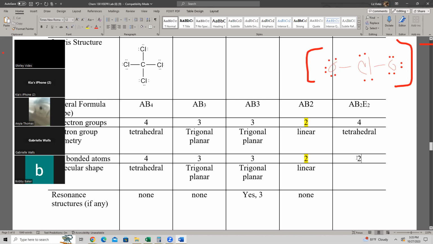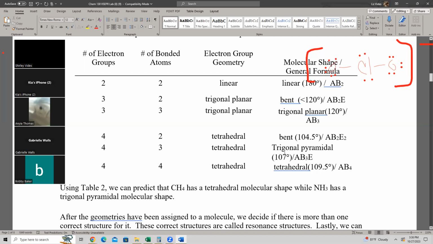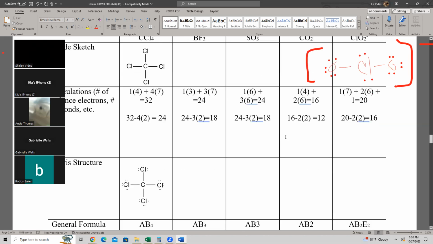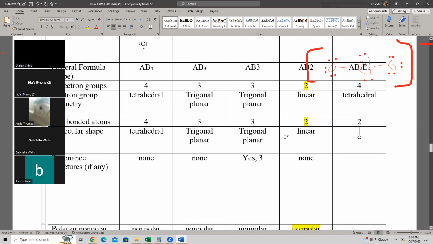Now we need to go check what this shape would be. It's not linear. What is it called? Let's go look. Based on what we know, it's an AB2E2. So we got 4 and 2. We're looking for our table. 4 are electron groups, 2 are bonded atoms, tetrahedral. It is called bent. There's your angle, and there's your general formula. So this looks like the right one. So we're just going to say it's bent. Let's go back down to where we were. So the answer to this one is bent.